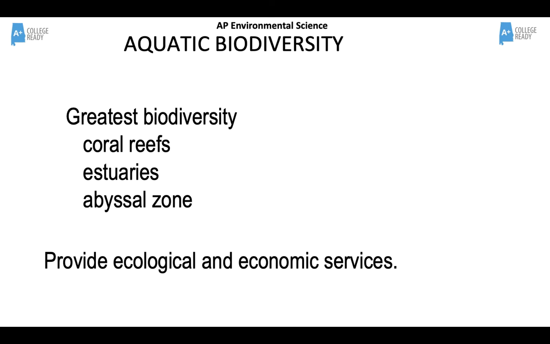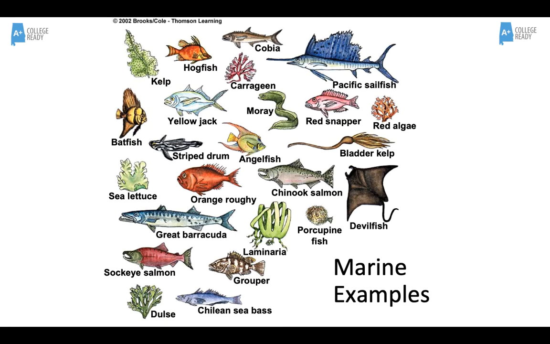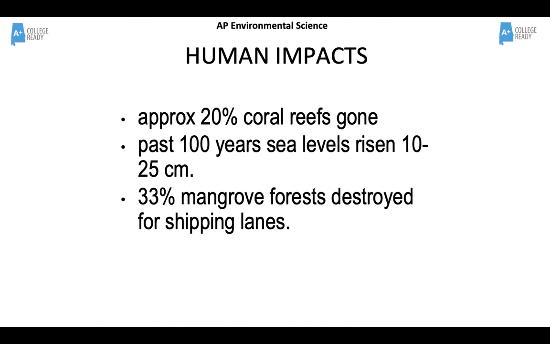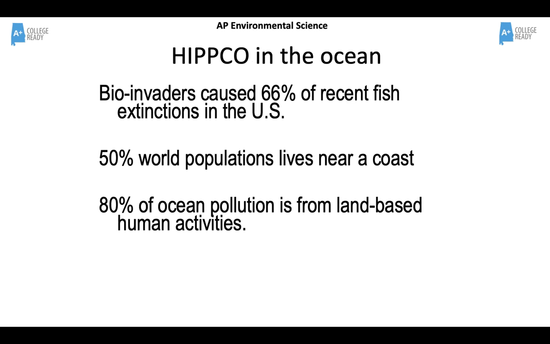And then the abyssal zone is the deep, deep, deep ocean where we see all those strange, otherworldly looking animals like anglerfish. But all these provide ecological and economic services to us. And these are just some of the marine examples and freshwater examples. So approximately 20% of the coral reefs are gone. The past 100 years, sea levels have risen 10 to 25 centimeters. 33% of our mangrove forests have been destroyed for shipping lanes, mainly.